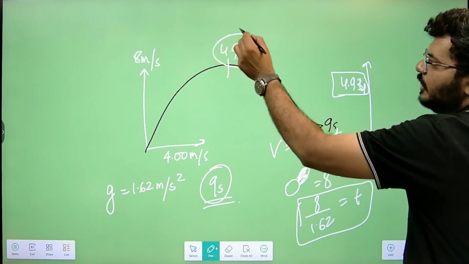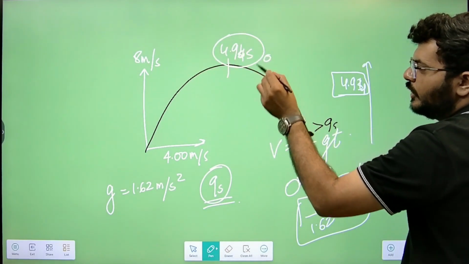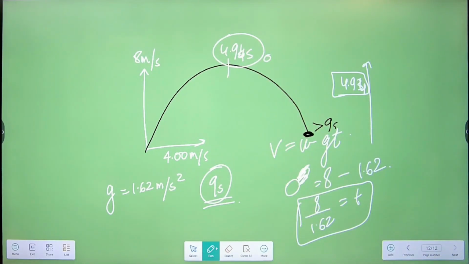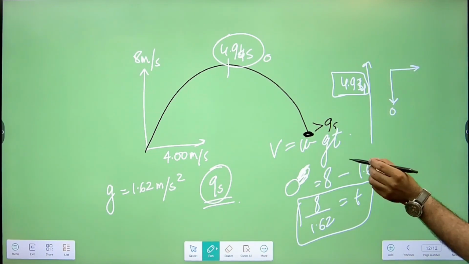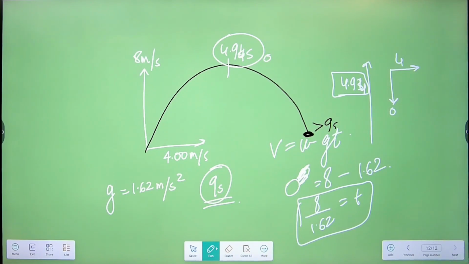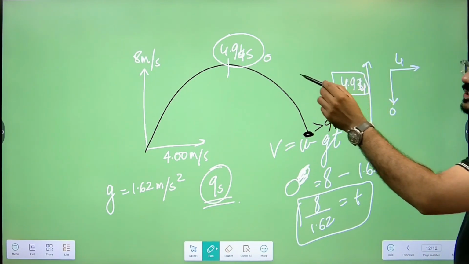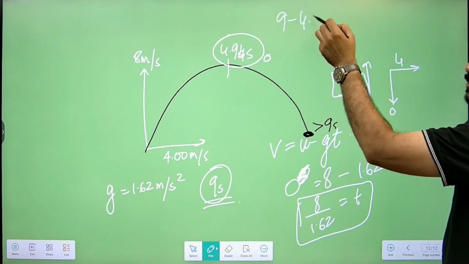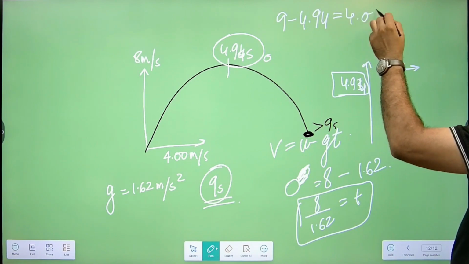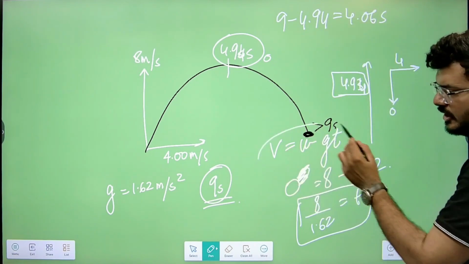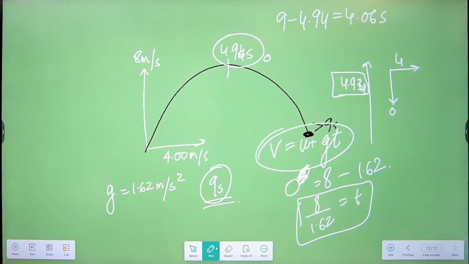this is where the vertical component is 0, right? So vertical component being 0, horizontal component being the same 4, है ना? Because there is no air resistance on the moon, right? At the 9th second, which is how many seconds? So 9 minus 4.94, how much is it? 4.06 seconds.